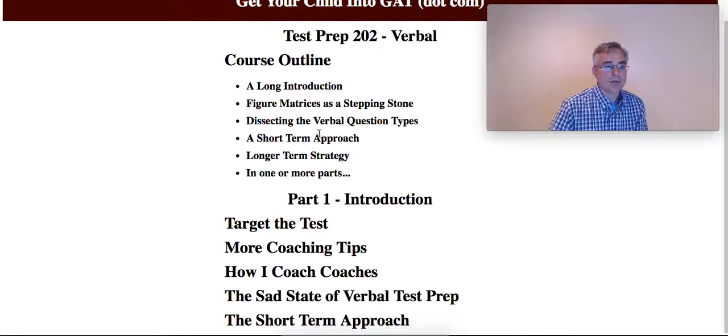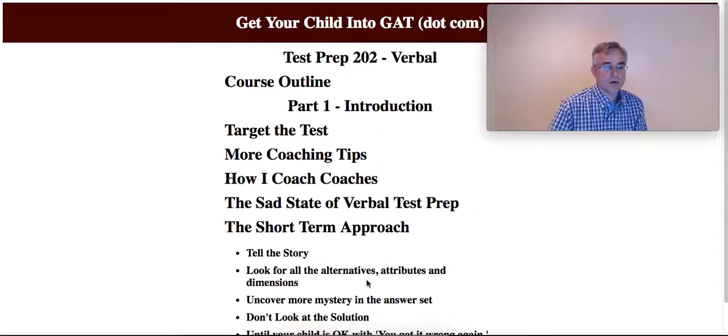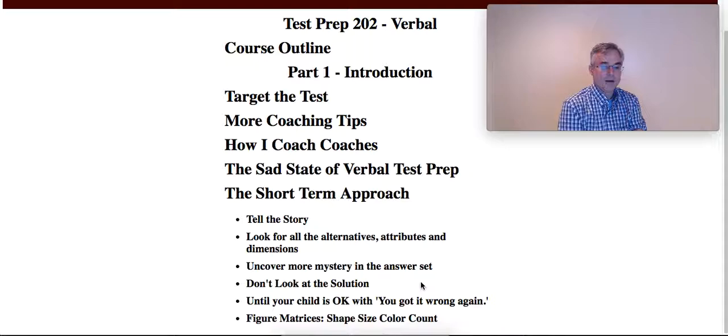Let me just summarize a short-term approach here. In the course outline, I want to mention why I think figure matrices are so important. You're basically doing the same thing. You've got to tell the story. It's just much broader with any of the verbal sections than it would be with some of the nonverbal sections. In the same way, with figure matrices, you're moving through shape, size, color, count. With the verbal section, you are taking time to suss out alternatives, attributes, dimensions. There's just many more of those. And then, just like the verbal section, you want to look through the answer set while you're reading the question. That's part of reading the question.